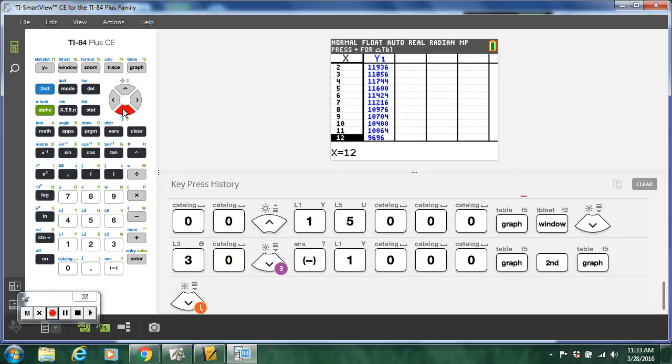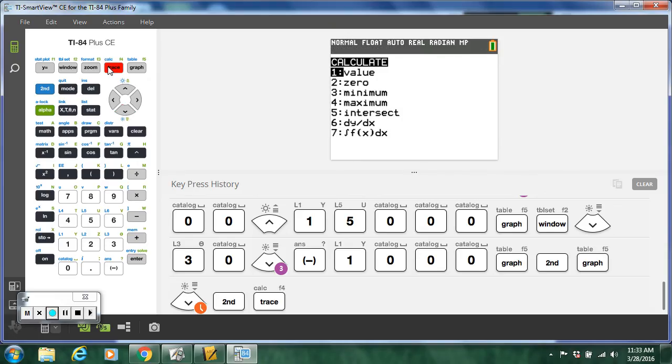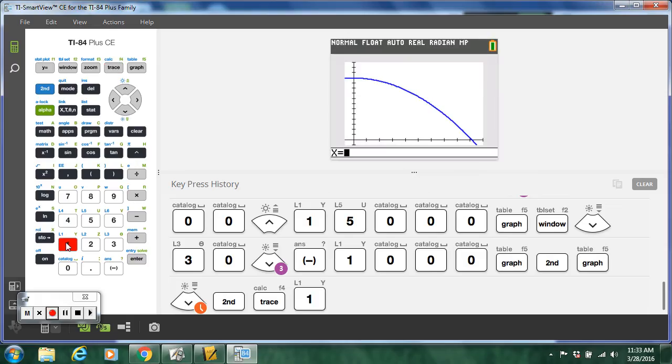If I want to find a specific x value, what do I need to do? How do I find a specific x value? Second, calculate, number one, value. So instead of using that table, if I want to say, all right, what's y when x is 24? There it gives it to me. So instead of scrolling up and down my table, I can type it in.